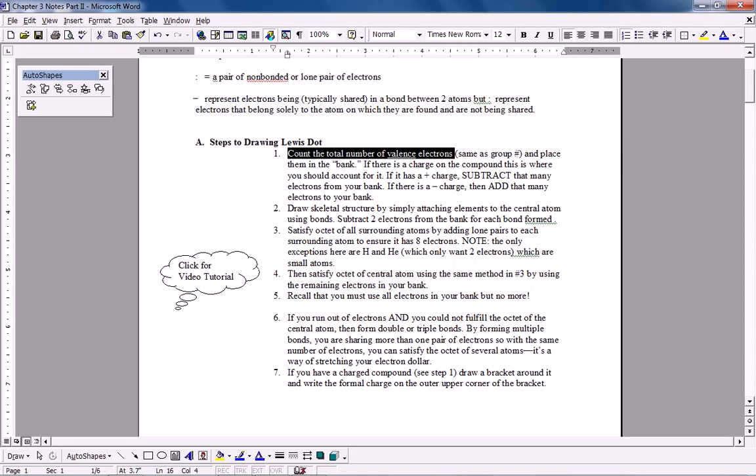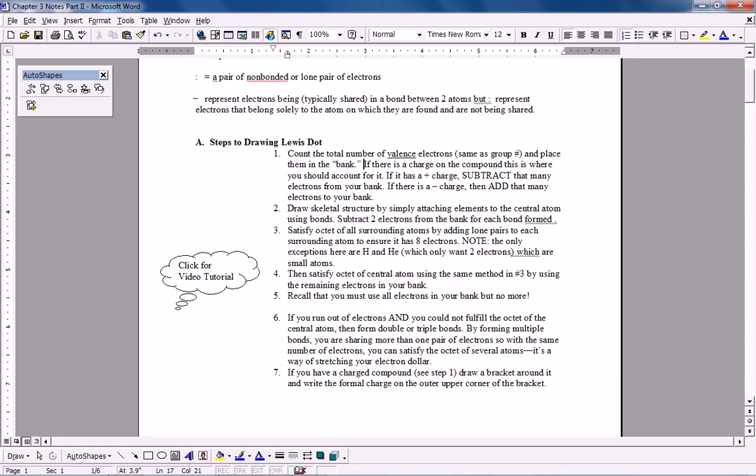After you tally up the total number of valence electrons in the entire compound, you're going to put them in the bank. As we begin to build our structure, we will subtract out of the bank until we've used up all of our electrons. So at the end of the day, we want an empty bank. We don't want to take any more out, and we don't want to leave any electrons unused; we're going to use up all those electrons to build our structure. Once you have tallied up all the valence electrons in your compound, you can move on to step 2.